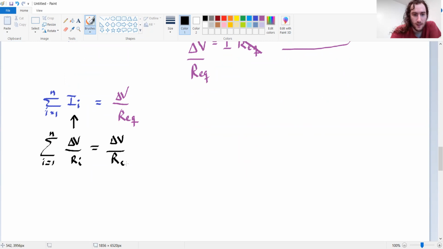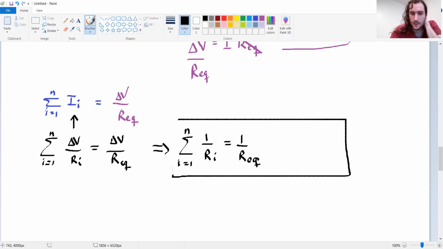We saw this already with the capacitors, except it was the opposite for capacitors. When capacitors were in parallel, their capacitances added. Now, when we have resistors in parallel, it's the reciprocals of the resistance which add, giving us 1 over the equivalent resistance. So this is for resistors in parallel. So parallel only.